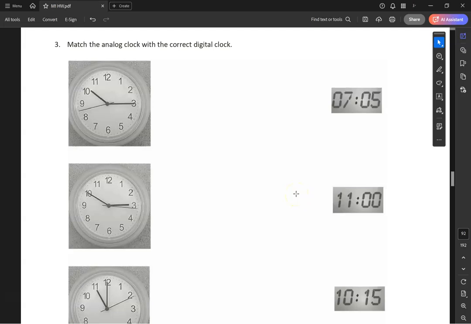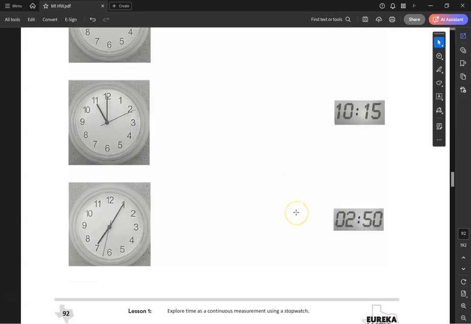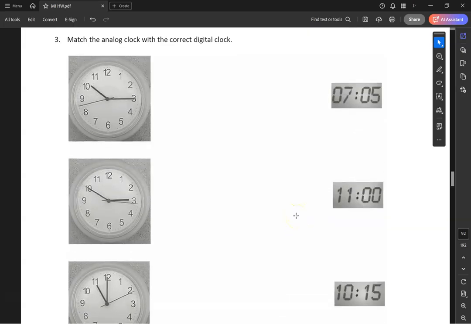3. Match the analog clock with the correct digital clock. So what we're doing is we're matching the times. All right, here we go. Let me look at the first one. If I look at the first one, the hour hand and the minute hand. The hour is between 10 and 11, so that means it's 10 o'clock. And I count by fives: 5, 10, 15. That's right.